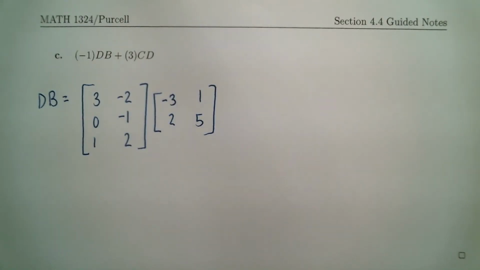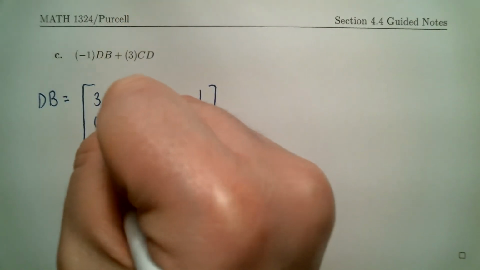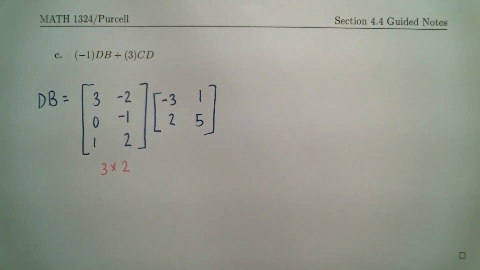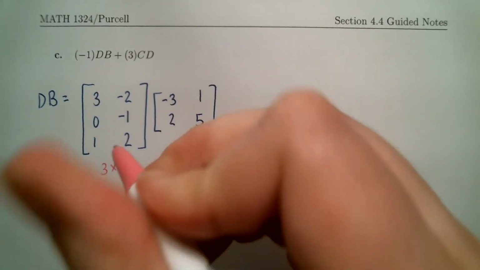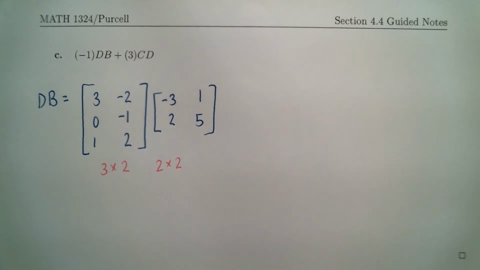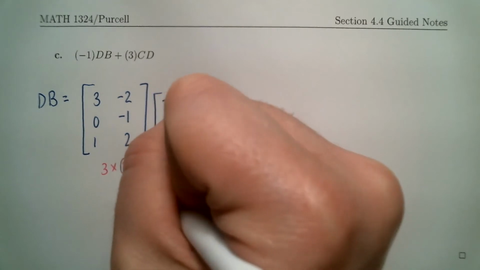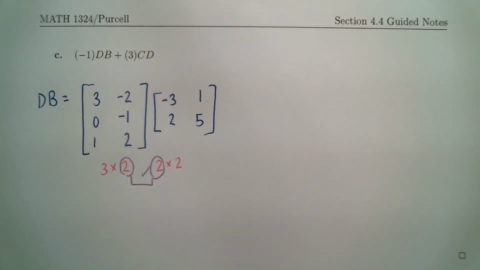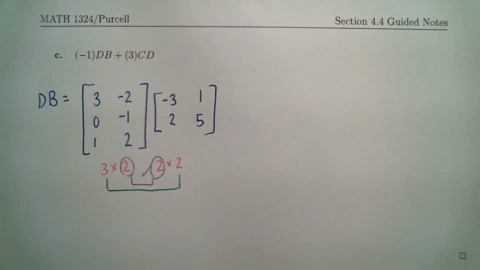We need to make sure that we can do the multiplication first. This matrix D has 3 rows and 2 columns, so it is a 3 by 2 matrix. And then matrix B has 2 rows and 2 columns, so it's a 2 by 2. The inner numbers match, so that means we can do the multiplication. And the resulting matrix will be a 3 by 2. So let's go ahead and map that out.